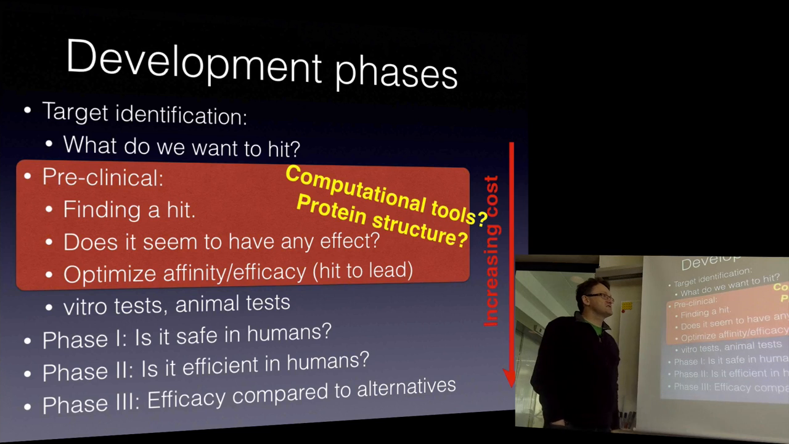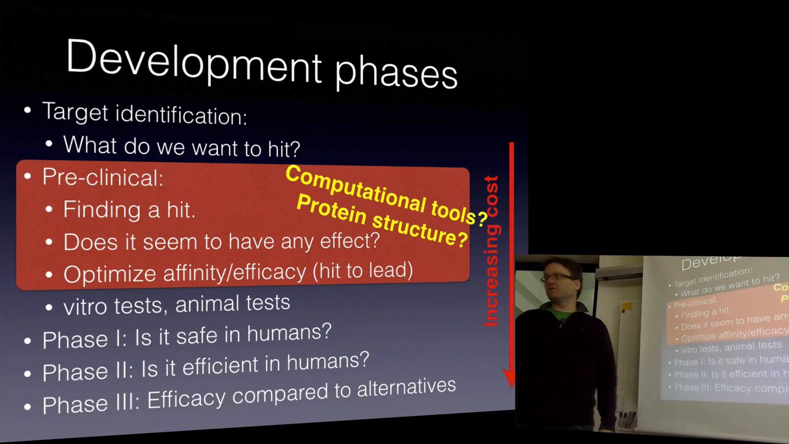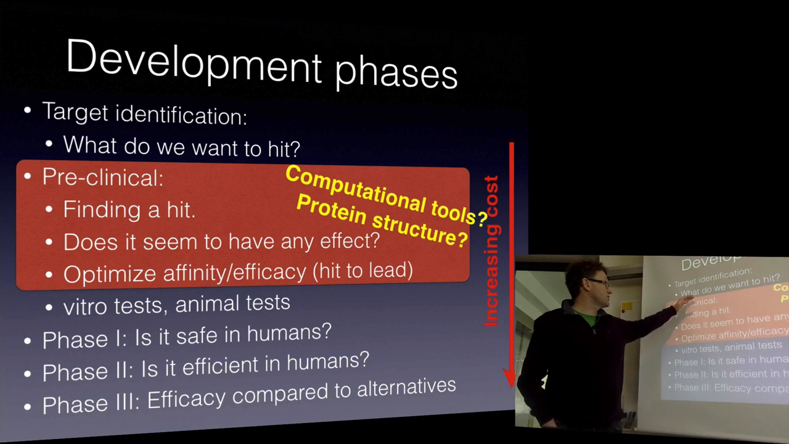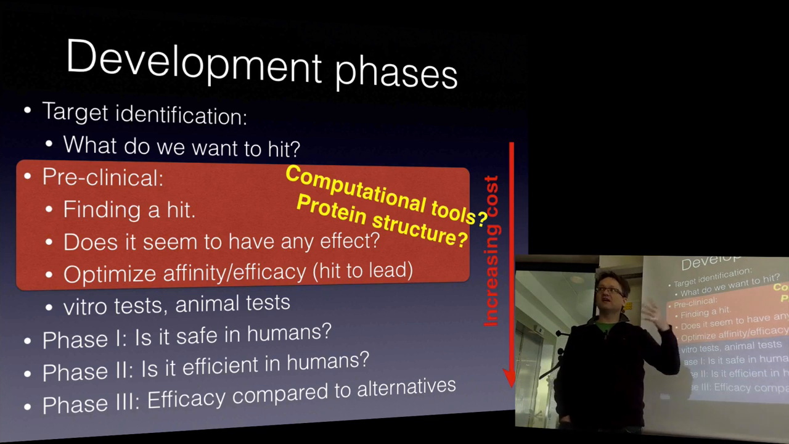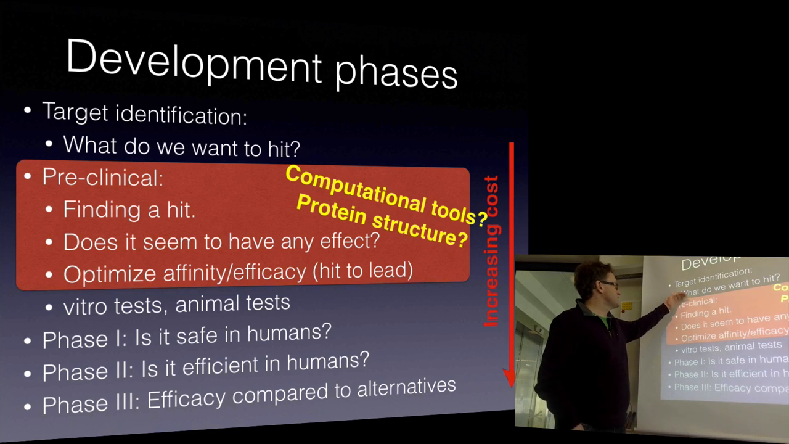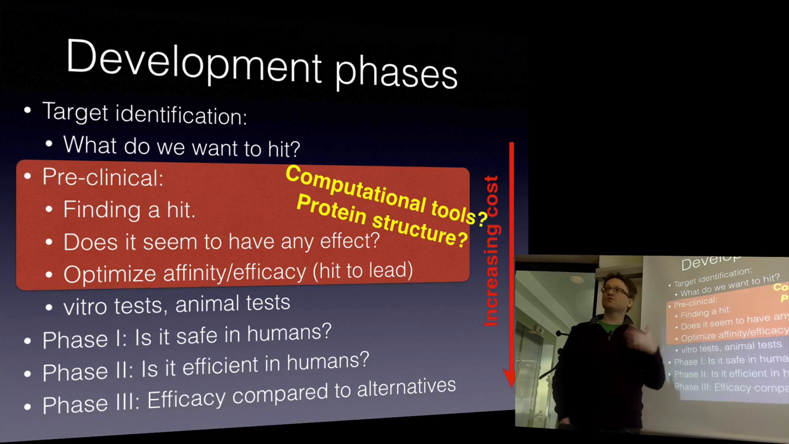This part is nowadays 50% computer-based. The way a typical pharmaceutical company works, and this varies a bit within them, is that in the old days, by the old days I mean when I was your age, what you do now is you have an iteration time that might be 4 or 6 weeks.